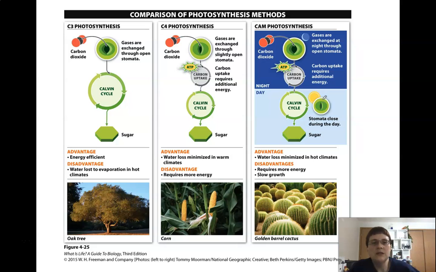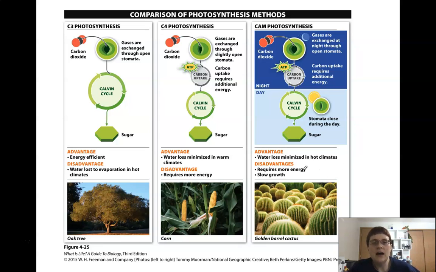Then when the sun comes up, those stomata close shut. So no carbon dioxide or water or oxygen goes anywhere. They do all of that at night. But because they've been gathering carbon all night, they can do the Calvin cycle during the day while the photo part of photosynthesis goes on and can give them the energy they need to make their sugars, right?